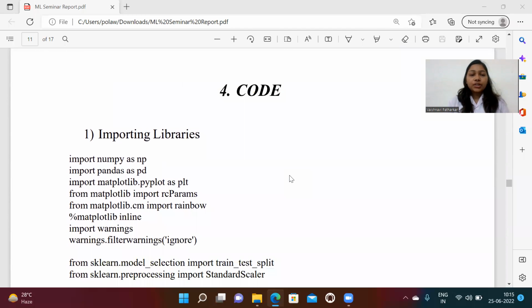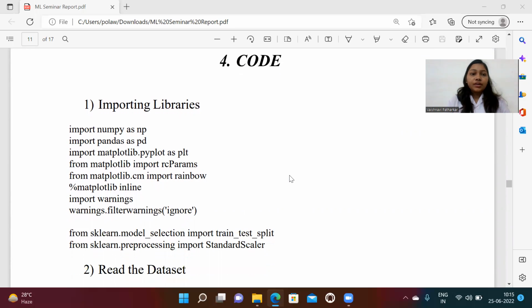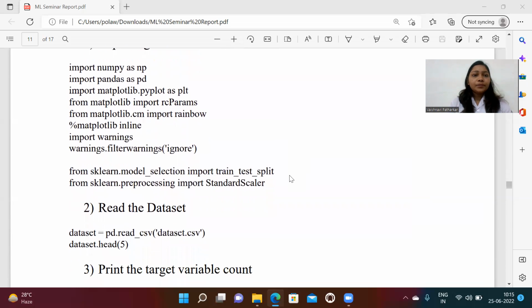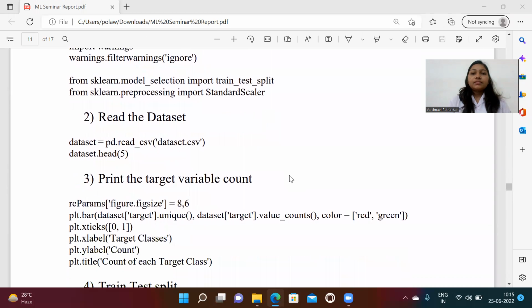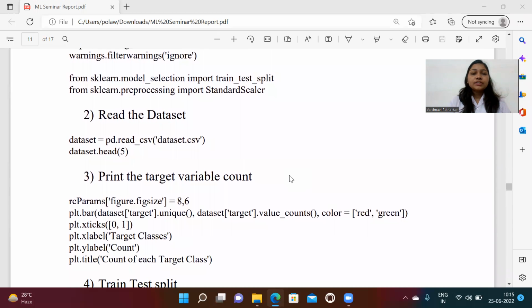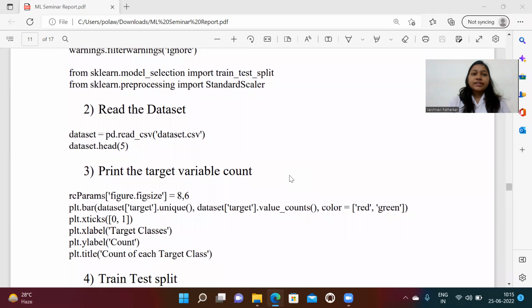So in this code section, first we import the libraries. In libraries, we import NumPy as np, Pandas as pd, Matplotlib for graphical representation, and sklearn for importing the train test split method.